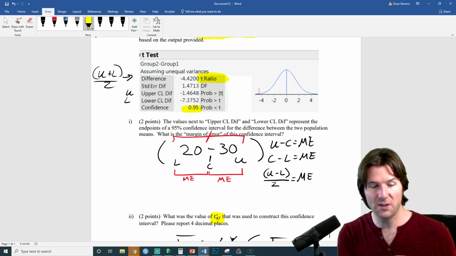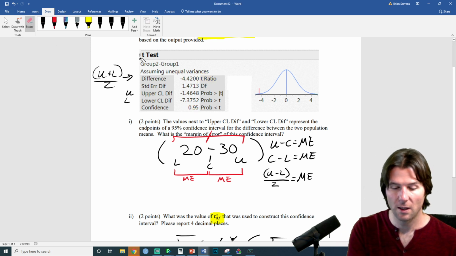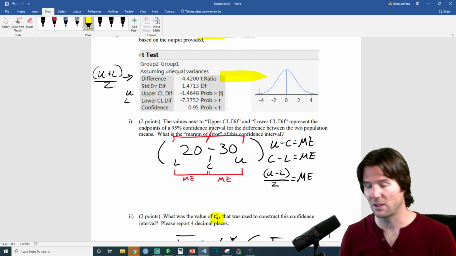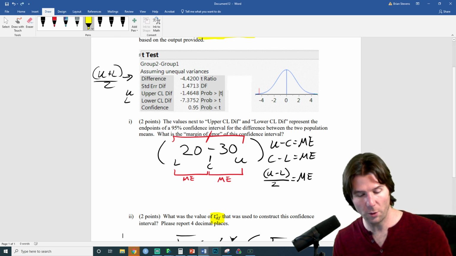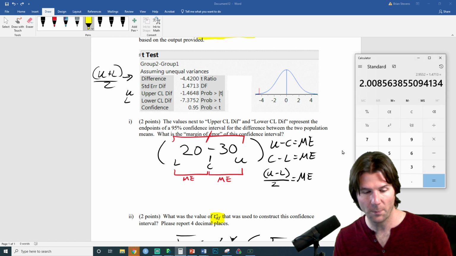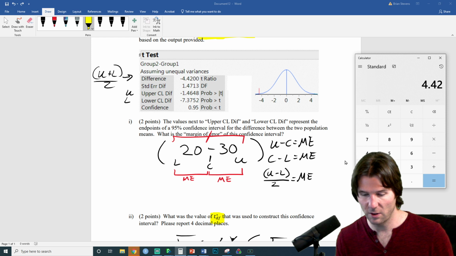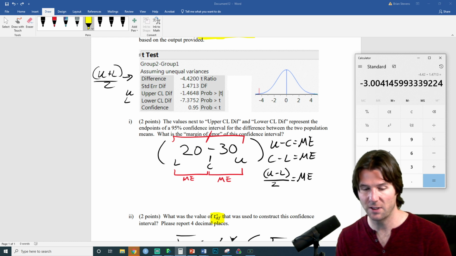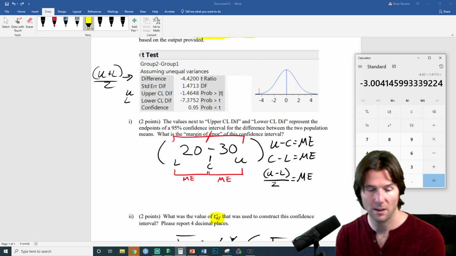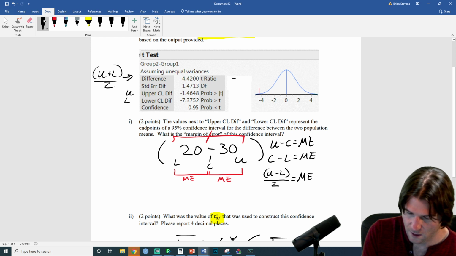But be careful, this is the t. A lot of people get confused. This is the t for the t-test. The t-test was testing to see if there was a difference, and that's a whole different t, found the following way by taking negative 4.42 and dividing that by 1.4173 right there. And that is the t for the t-test: negative 3.